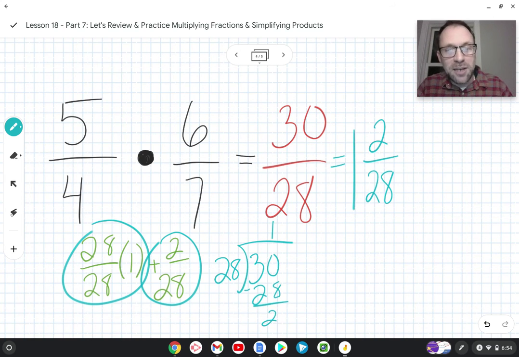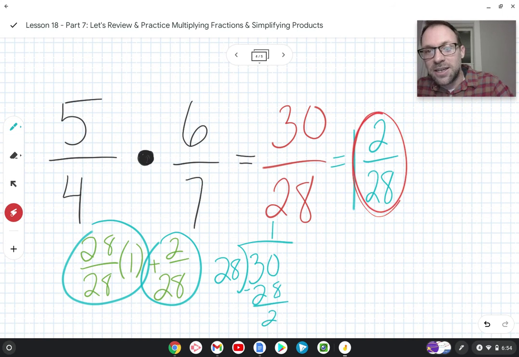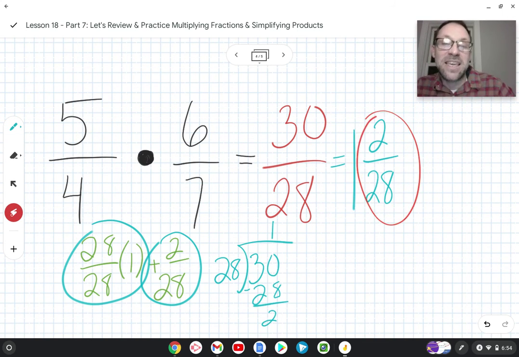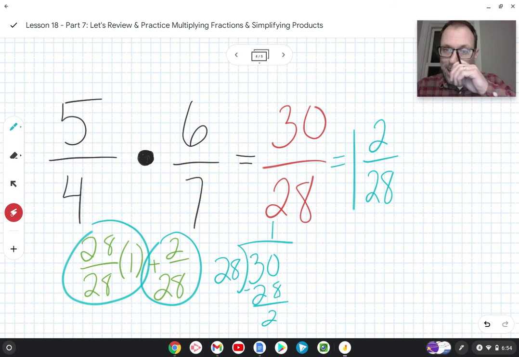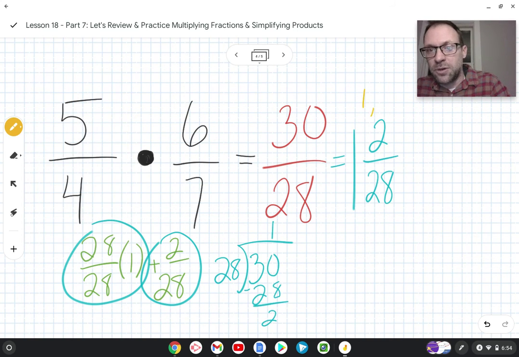And we're almost done, but the thing we learned just before vacation was you got to check this fraction part of your mixed number, because it also might be able to be simplified. And in this case, it can. The greatest common factor of 2 and 28 is 2. And I know that because 2 is prime. So the only two factors of 2 are 1 and 2. And we can't use 1, so it's got to be 2.